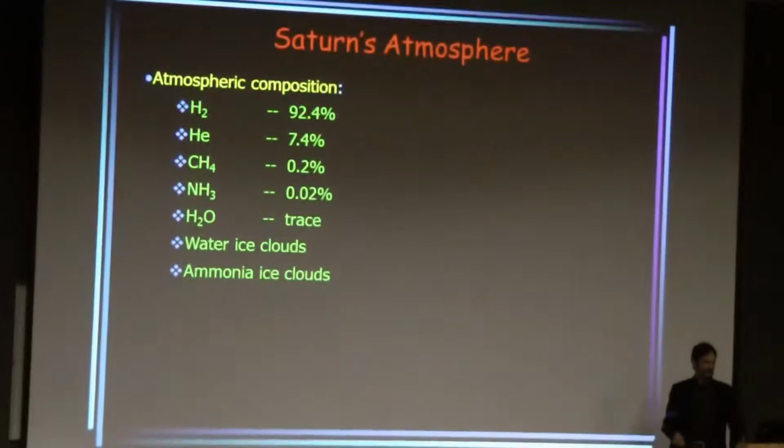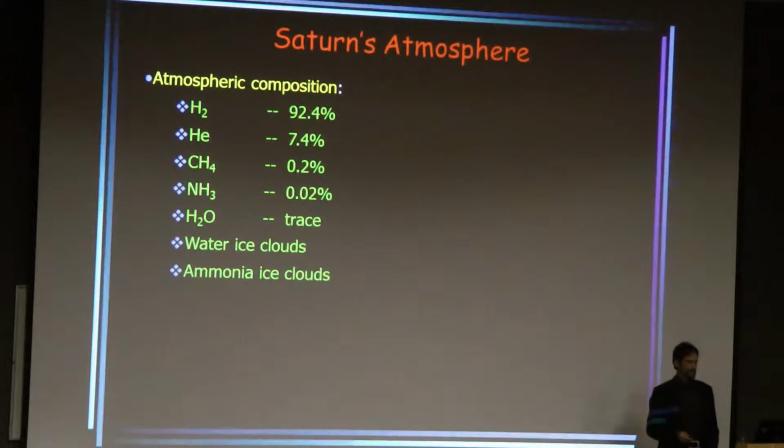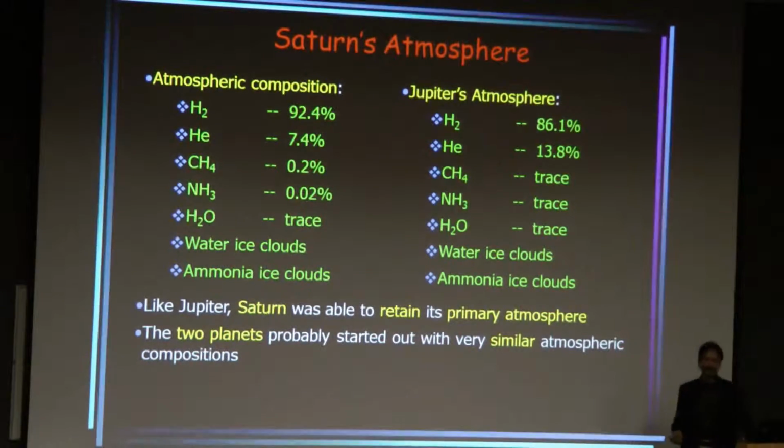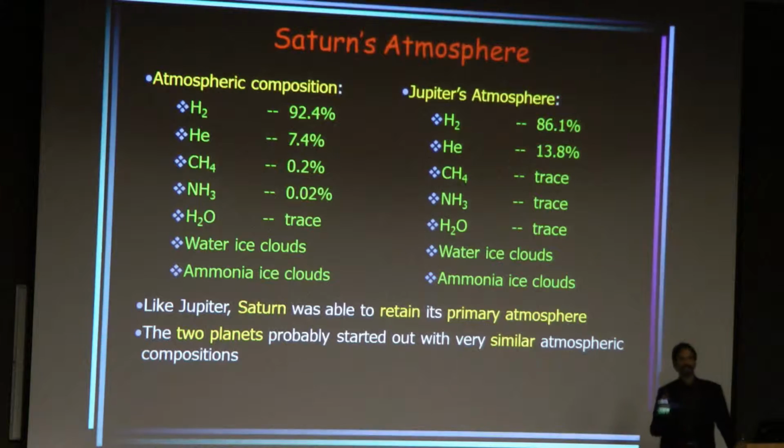Okay, so moving on to Saturn's atmosphere. Now, we already talked about Jupiter's atmosphere. Jupiter's atmosphere was like 85% hydrogen. We're seeing 92% hydrogen in the case of Saturn. Okay, so it's interesting to contrast these because they're both giant gaseous planets, which form in the cold outer part of our solar system and probably formed from the same primordial material, meaning the same amount of hydrogen and helium.